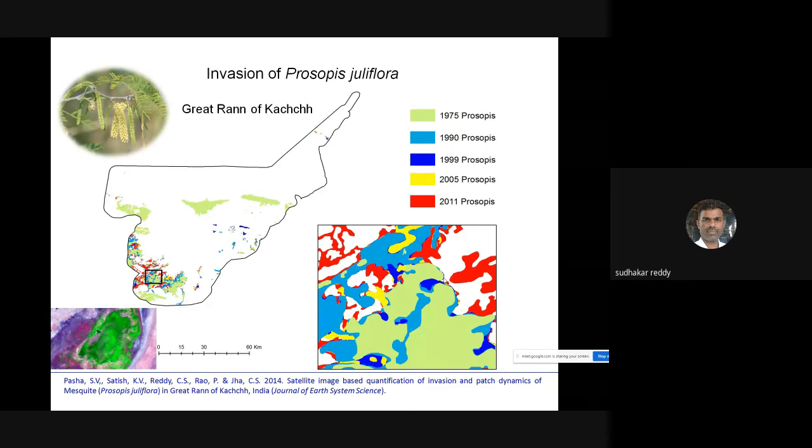So if you see this map, it is clear that the light green areas are the areas already invaded by Prosopis juliflora in 1975, and then light blue, after that dark blue, yellow, and red. So it clearly shows that it is a coalescence, the opposite of habitat fragmentation. Whatever patches were earlier isolated by Prosopis are now coming nearer to each other and making larger colonies because of the aggressive colonization and impact of Prosopis.